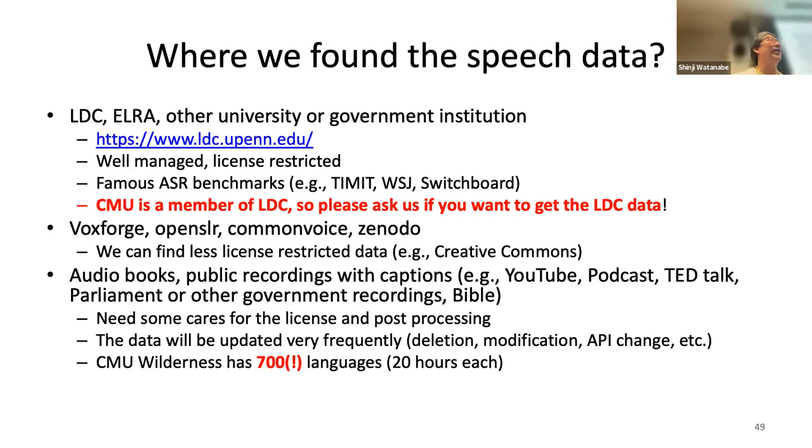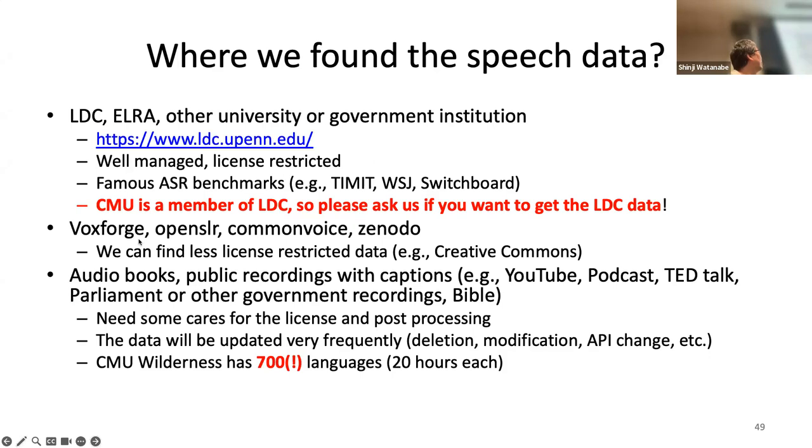So we have a lot of speech data. I am listing this kind of speech data, and there are three categories. One is where several institutions collect the data and release it. This is, I would say, the classical style. LDC is the most famous institute to collect data or get data from data providers and release it. There are a lot of famous old databases. If you want to use this data, please let me know, because CMU is a member of the LDC, and you can potentially get this data free. But of course, it's centralized with some of the faculty, so it's better to ask me.